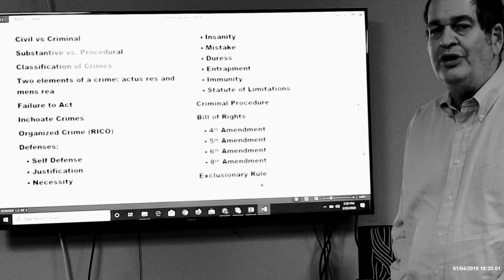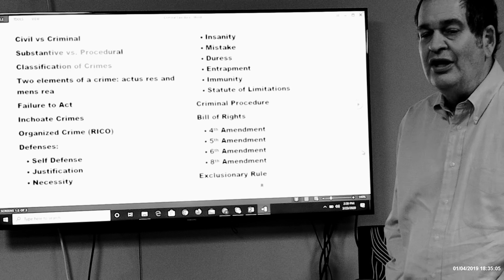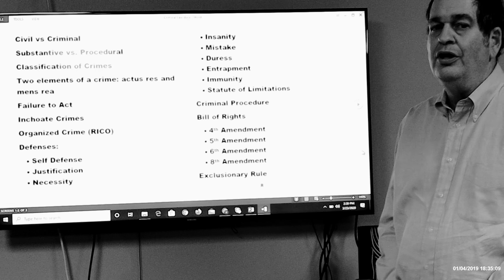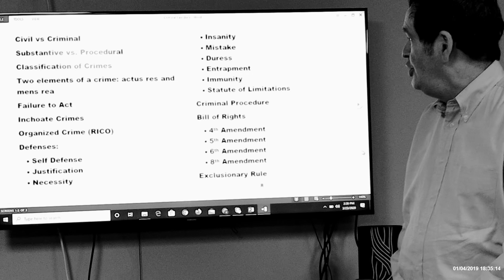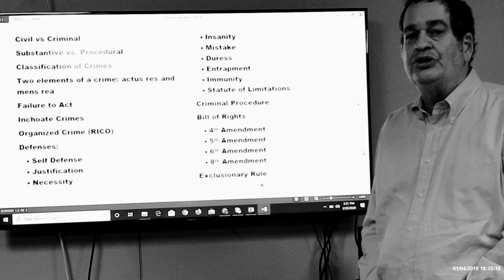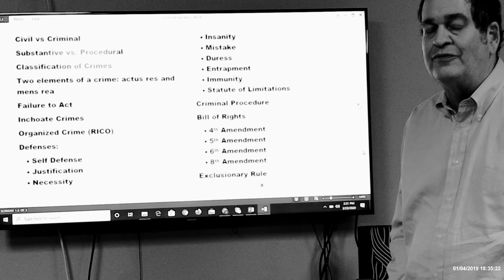They're sent for treatment. When their treatment results in their being able to understand the proceedings and help their attorney, then they're brought back to court to have their trial. Okay, so criminal procedure was the next area we covered. We talked about criminal procedure basically being developed in the 1960s and thereafter by the U.S.